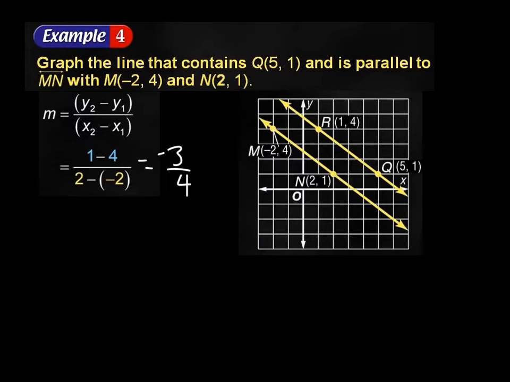So now all we have to do is plot our point, which is 5 to the right, 1 up. And okay, yes, they made the square too small. So if I want to go down 3, I can't go over 4. So on their little piece of graph paper, I could go up 3 and 4 to the left and get to the point (1, 4).